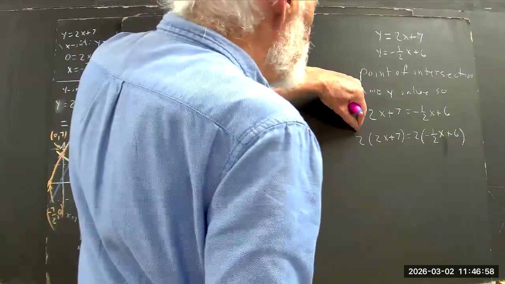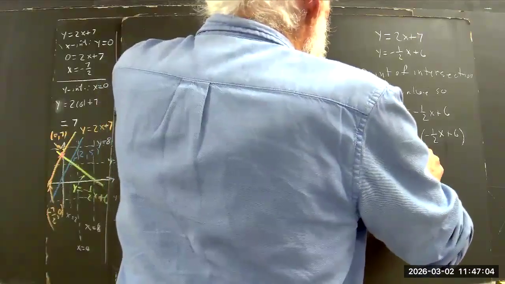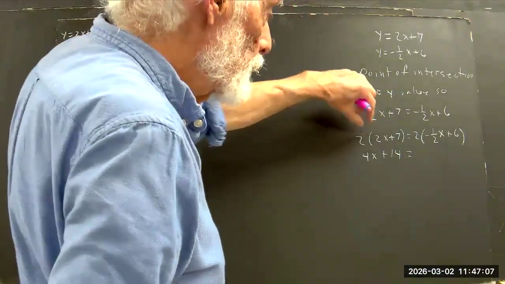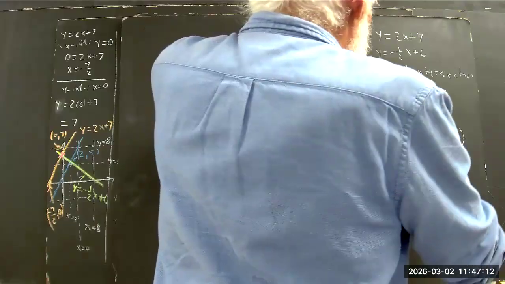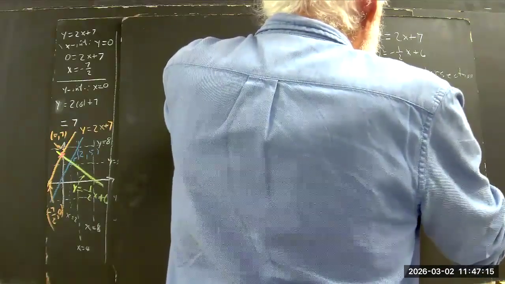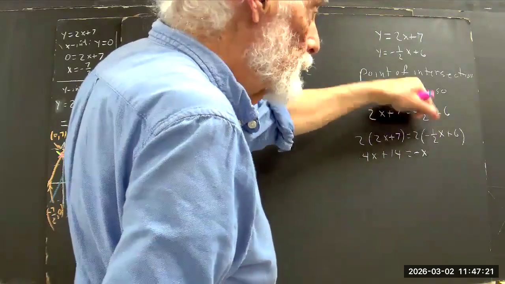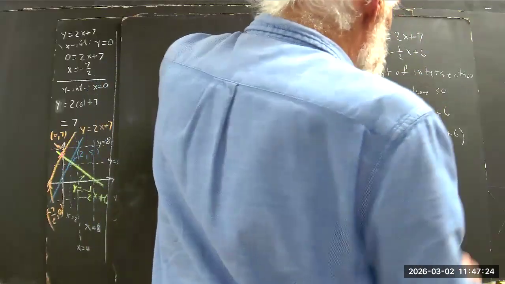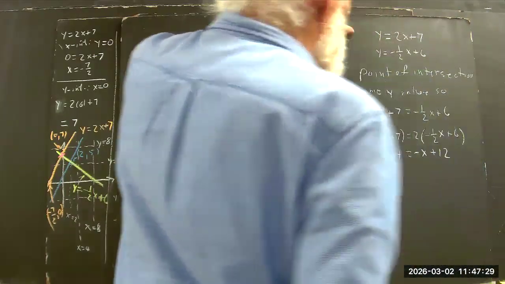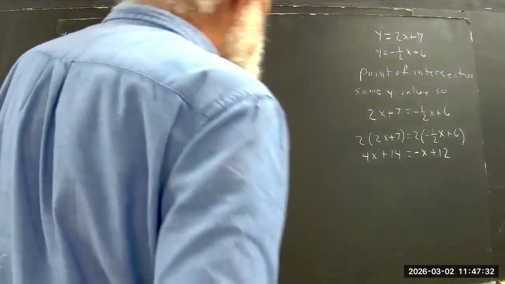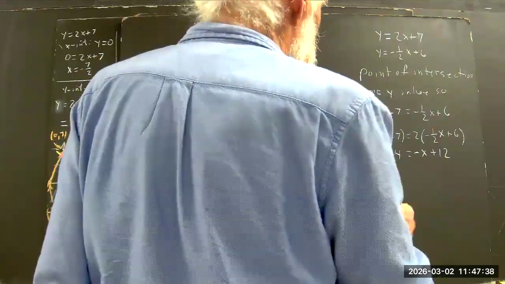We use the distributive law, 2 times the quantity 2x plus 7 gives us 4x plus 14, multiplying the 2 by the 2x and the 2 by the 7. 2 multiplied by negative 1/2 x is negative x. Essentially, the 2 in the numerator is divided by the 2 in the denominator. We just end up with negative 1x. And then we can't forget to multiply the 2 by the 6, which gives us 12. So now we have the equation 4x plus 14 equals negative x plus 12.